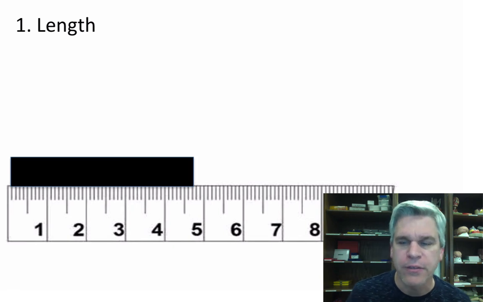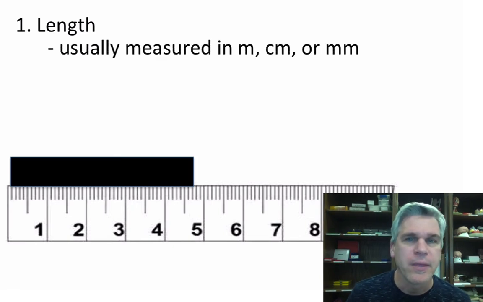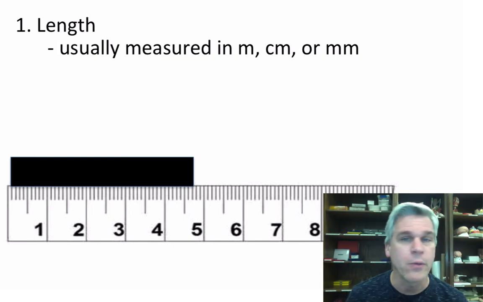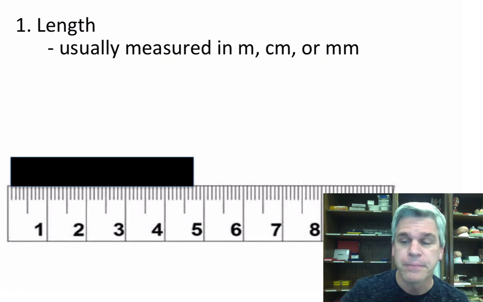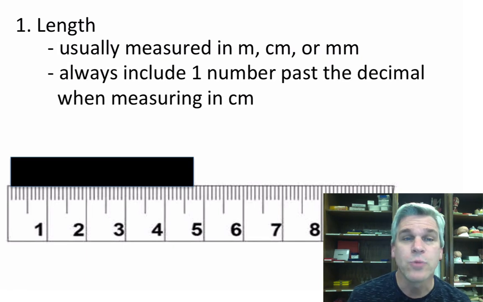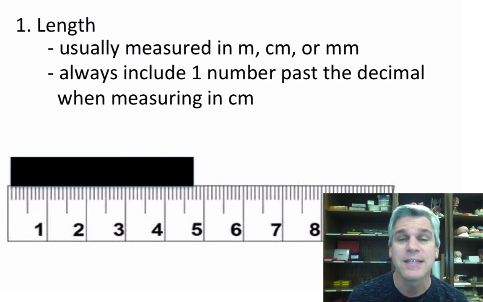So let's start with length. When we are measuring length, we typically will be measuring things in either meters, centimeters, or millimeters, and we'll talk in another video about how we convert from one to another. Whenever we're measuring in centimeters, we will always have one number past the decimal.